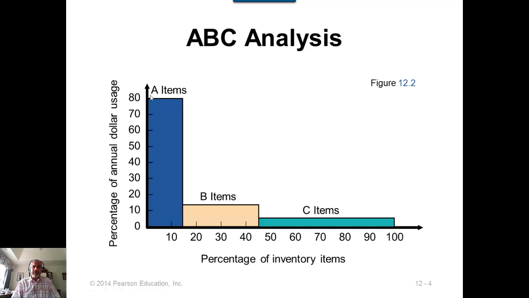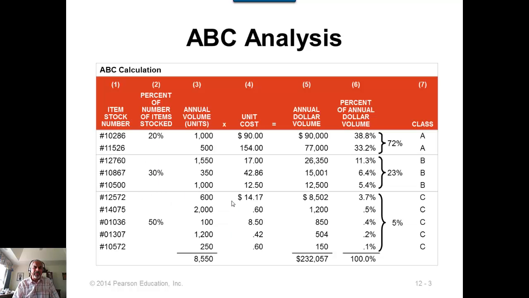So about 80% of the total dollar amount invested will constitute only about 10 to 15 or 20 items at best. And on the other side, almost half the items, if you have 100 items, about 50 items, will constitute about 5 to 10% of the dollar value, and everything in between will be class B. So this is an empirical observation that we can use in a given company to categorize inventories into these three groups.